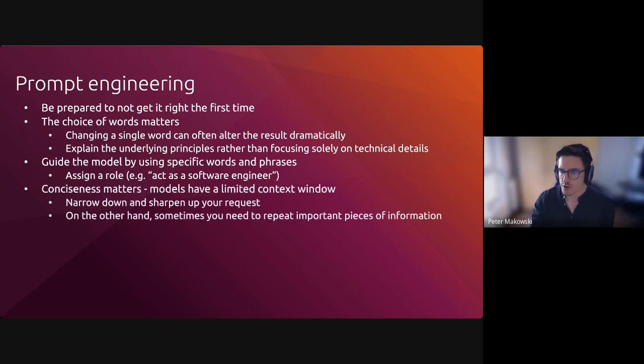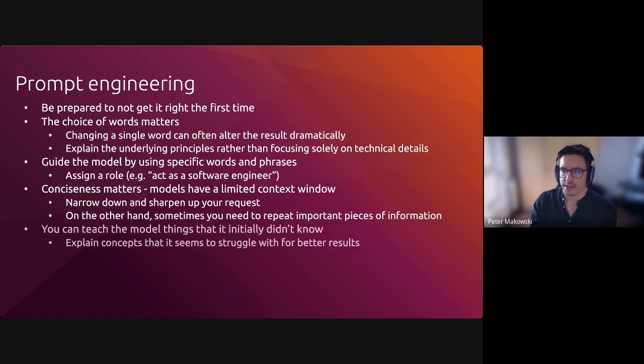And the single most effective thing that you can do to improve the result is to assign the model a specific role, which you can do by saying, for example, act as a senior software engineer. Large language models generally have a limited context window, which basically means the maximum number of words they can process, and therefore being concise really matters as well. And it helps to narrow down and sharpen up your request.